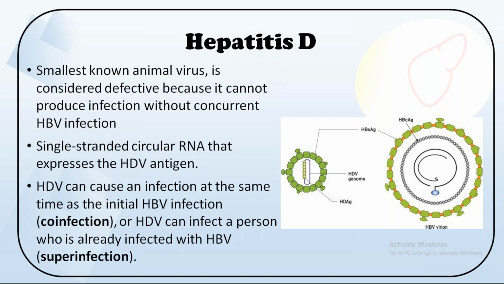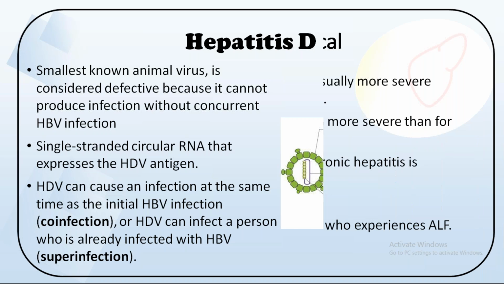HDV can cause infection at the same time as the initial hepatitis B virus infection, then it's called a co-infection. Or HDV can infect a person who already has hepatitis B, it's called a superinfection. So the pathology of hepatitis D is described in these two terms. One is co-infection, the second is superinfection. That you have to remember here.